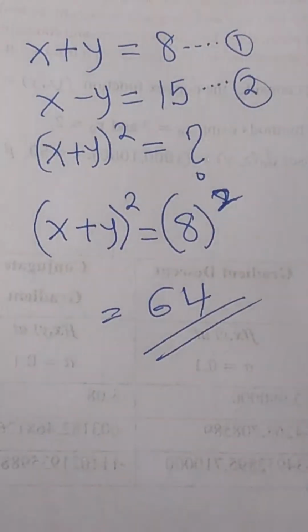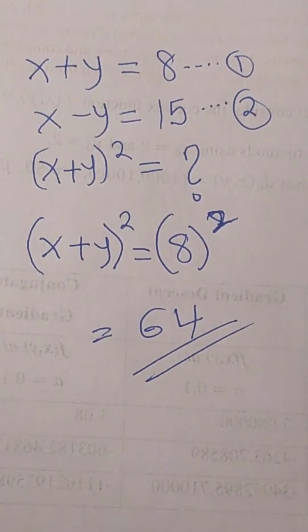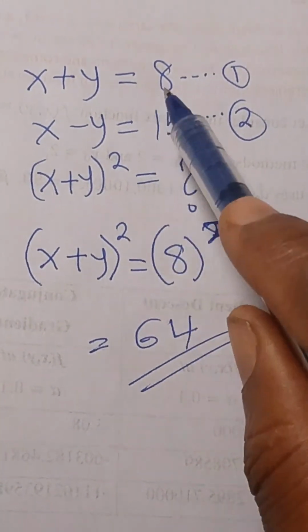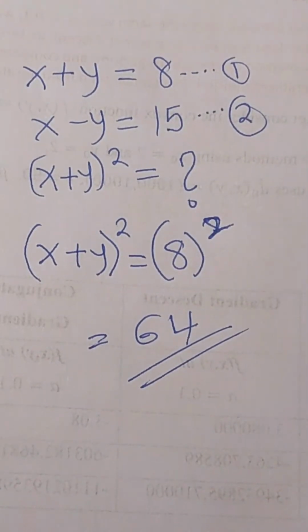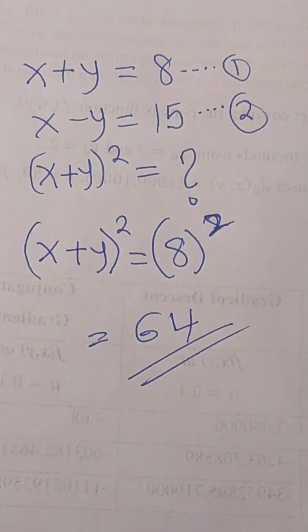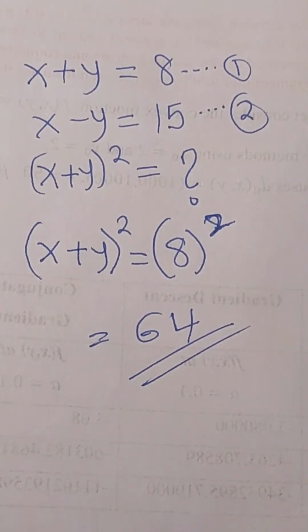It's very easy. Don't stress yourself going to find x, don't find y. We already have x plus y here. If they say (x plus y) squared, it just means 8 squared, and that is the answer. Very simple, straight to the point. So that is part of the math trick I talk about. You don't need to go through the long process of finding x and finding y. Not necessary. Just solve it directly.